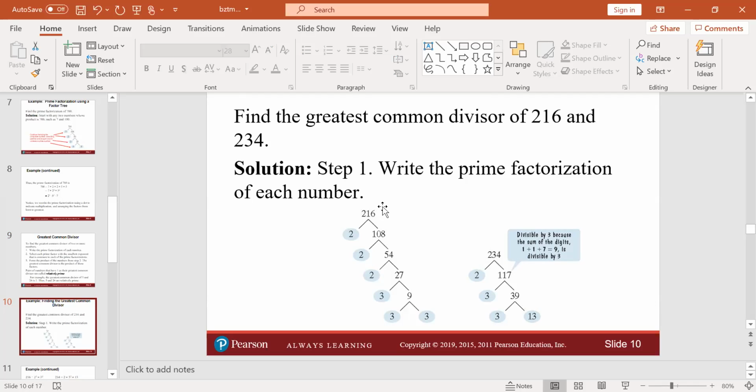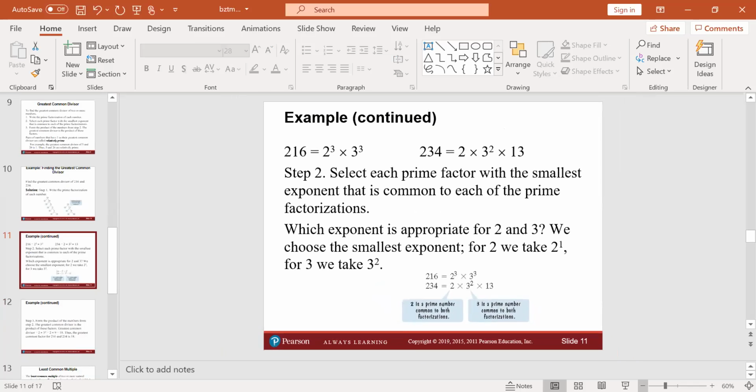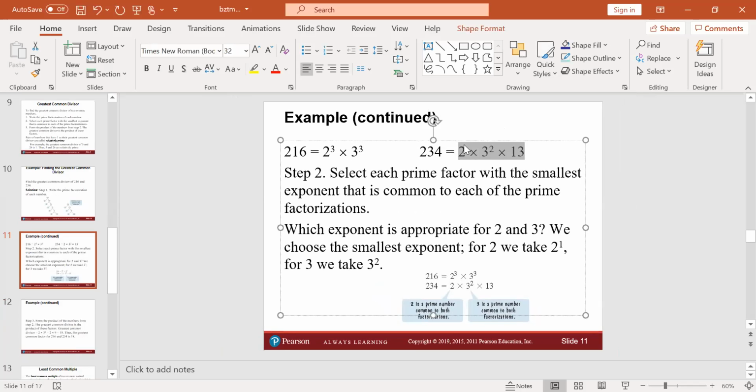You take 216, you can tell it's divisible by 2. And so you can just break down its prime factorization, and you'll see that 216 has 3 2s and 3 3s. 234 has 1 2, 2 3s, and then a 13. So this is the prime factorization of 216, 2 to the third times 3 to the third. This is the prime factorization of 234, 2 to the first times 3 to the second times 13 to the first.